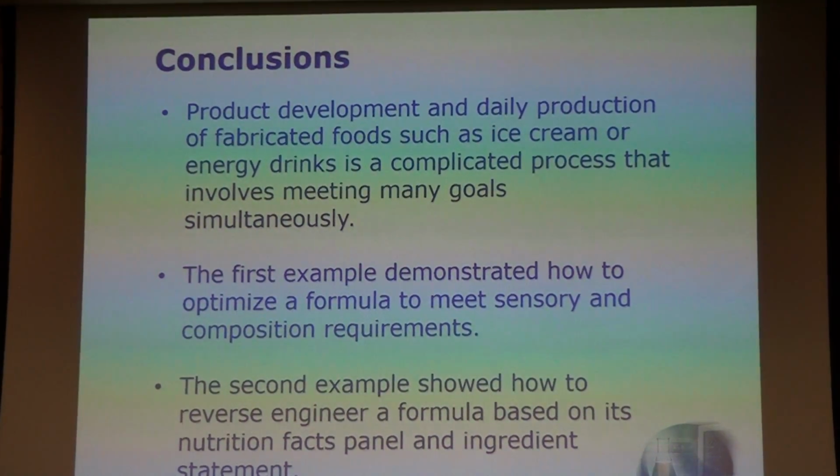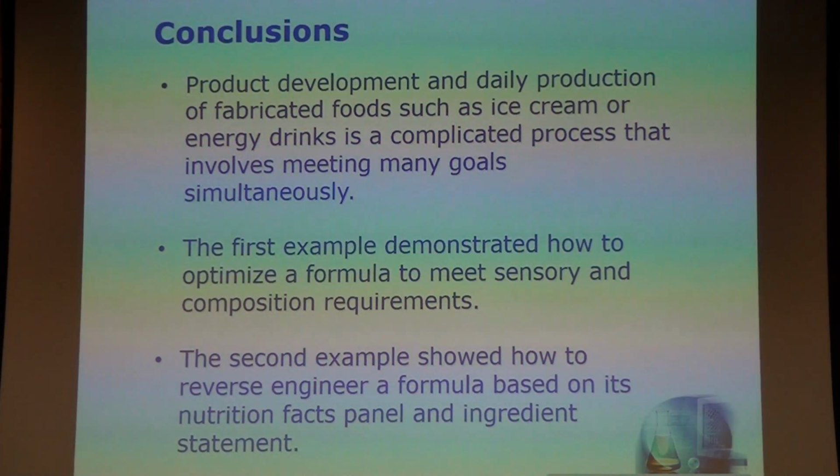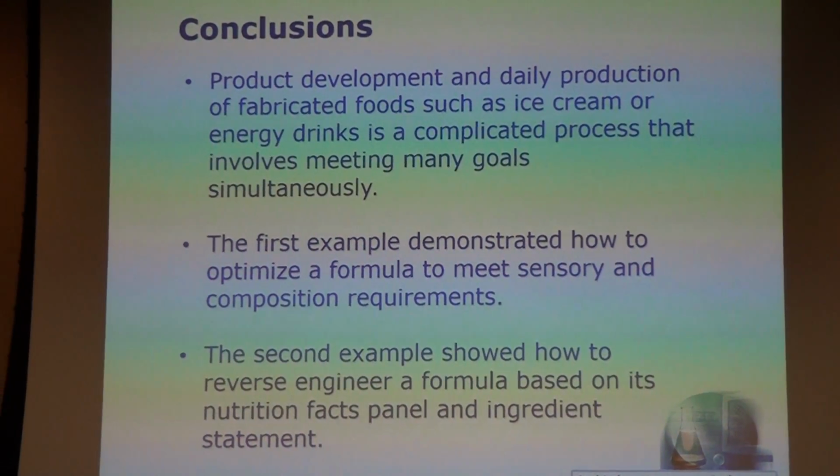So, in conclusion, product development and daily production of fabricated foods such as ice cream or energy drinks is a complicated process that involves meeting many goals simultaneously. The first example demonstrated how to optimize a formula to meet sensory and compositional requirements, whereas the second example showed how to reverse engineer a formula based on its nutritional facts panel and ingredient statement. The use of software programs like this is really limited only by your ability to come up with equations like the freezing point depression equation and the ice content equations that we've developed in our software. Then you can truly formulate foods to meet any kind of requirements you might have.